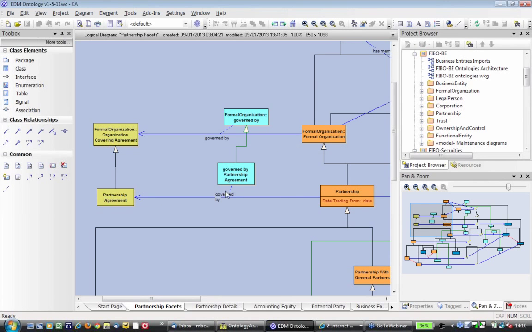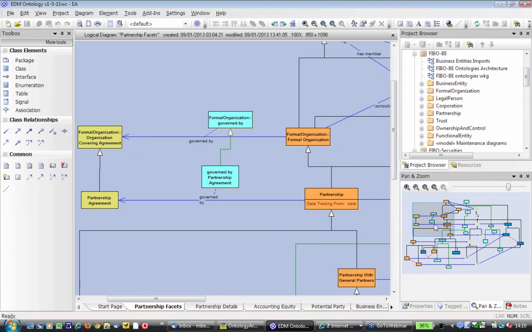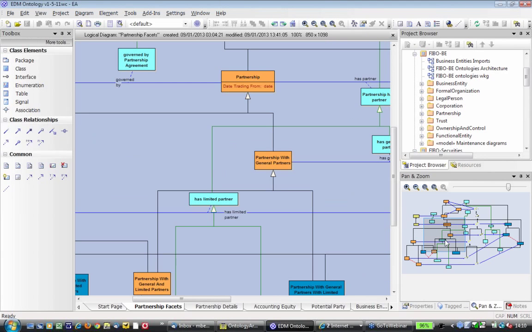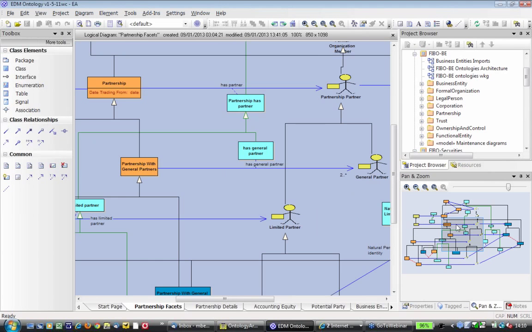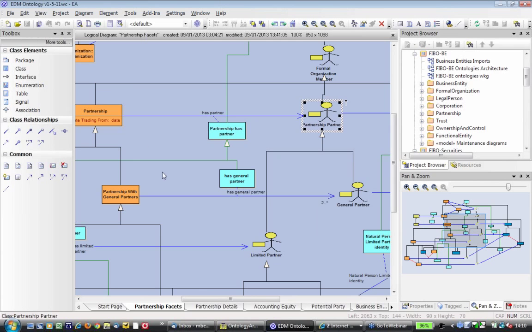Partnership is an organization, of course. It's a formal organization. Formal organizations are anything with some formal covering agreement among the principals. Those covering agreements typically cover things like the division of equity, the division of liability, and various other things that the principals in the organization agree upon. A partnership is just such an organization. It has a covering agreement called a partnership agreement. I've added a couple of kinds of contractual term to that. That needs more work still.